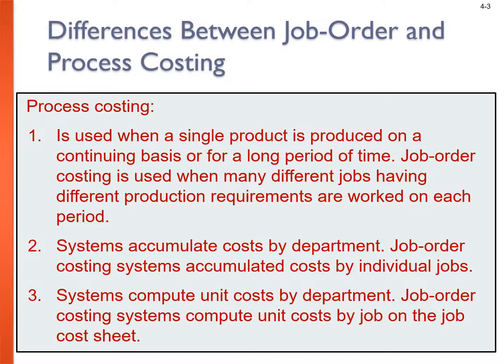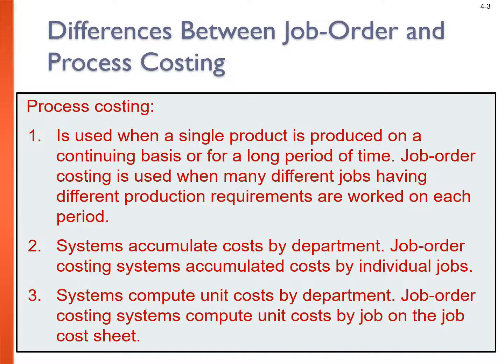In process costing, you're making a very homogeneous product. So it's used when a single product is produced on a continuing basis for a long period of time. Job order costing isn't like that. It's used when different jobs having different production requirements are worked on each period. So the example they give in the book is Bounty paper towels that Procter & Gamble makes. They're a very homogeneous product. Many rolls of paper towels are being made the same way in a mass production environment.